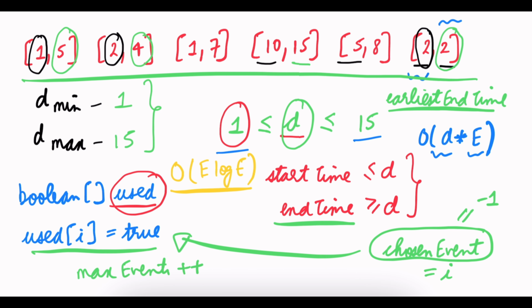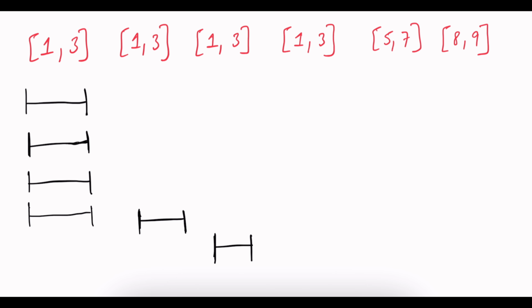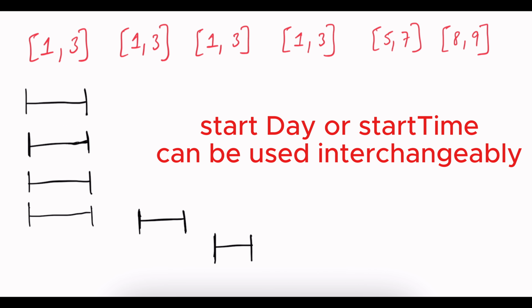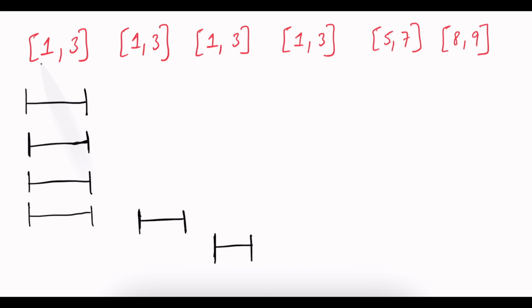So let's have a look at our min heap approach. For our min heap solution, the first thing we are going to do is sort the events based on their start times. So in this example, we have these 6 events and I have already sorted them based on their start times. So these events look something like this. We have 4 events which have the same start days and end days, and these events have start day as 1 and end day as 3, and the remaining 2 events do not overlap with any other events.